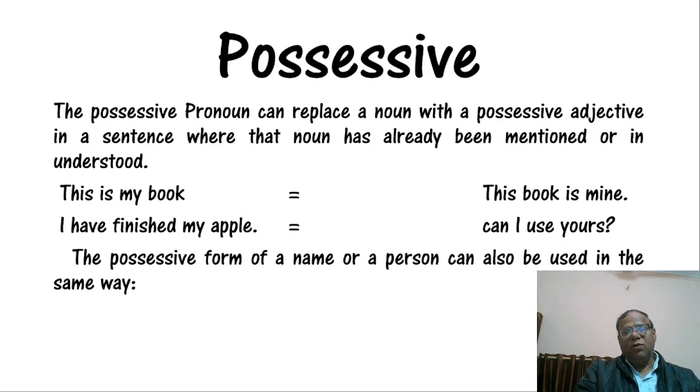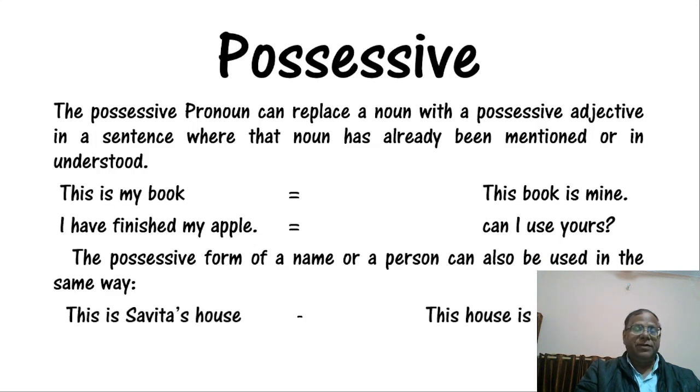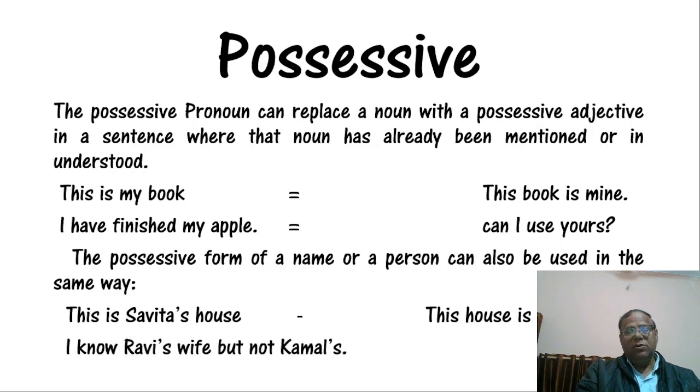The possessive form of a name or a person can also be used in the same way. This is Savita's house. This house is Savita's. इसको ऐसे भी बताया जा सकता है. नेक्स्ट देखिए, I know Ravi's wife but not Kamal's. So this Kamal's is also showing the wife of Kamal.